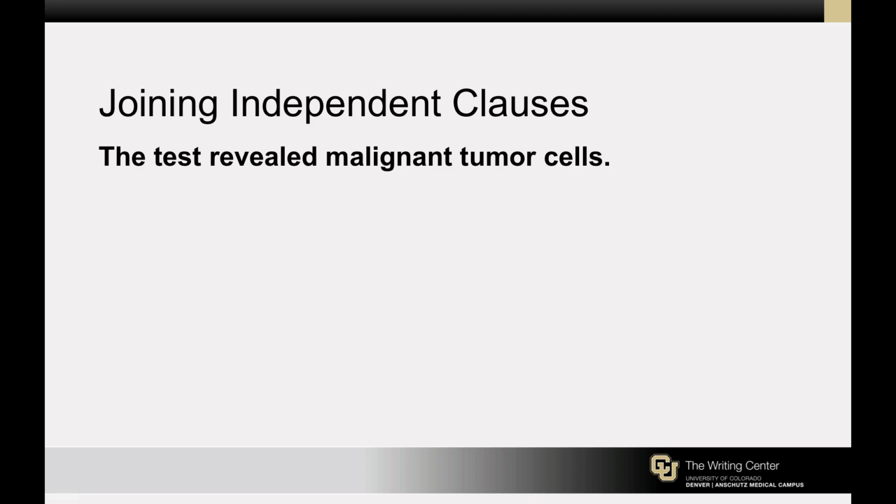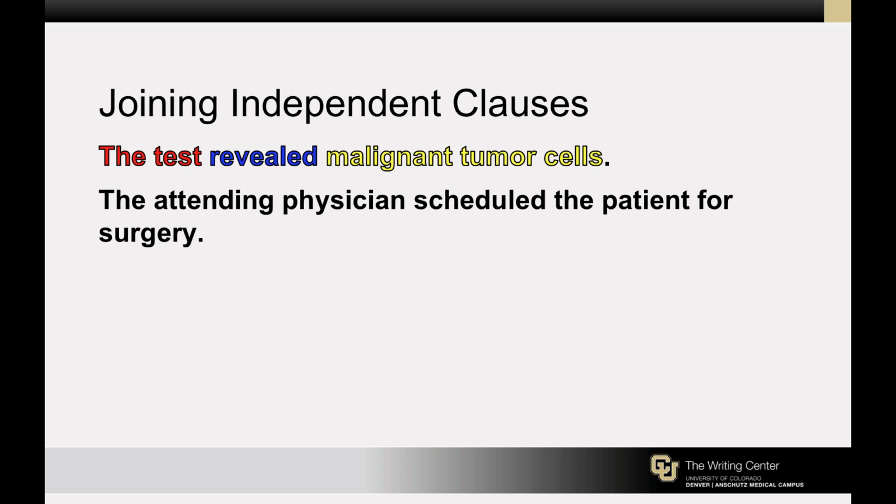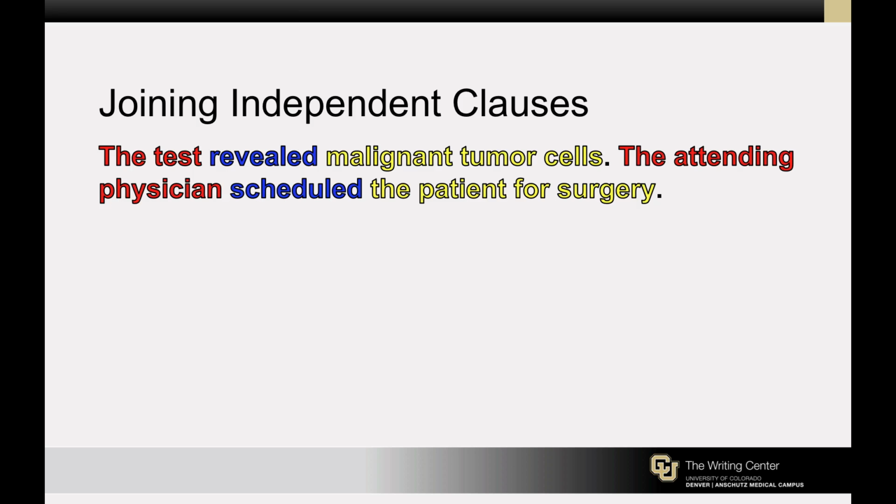Here I have one simple sentence. There is one subject in red, the test, one verb in blue, revealed, and in this case an object, malignant tumor cells, in yellow. But what if I have a second simple sentence? The attending physician scheduled the patient for surgery. Here again is a subject, verb, and in this case as well, an object.